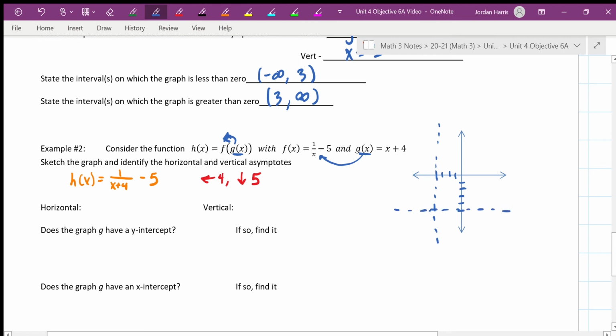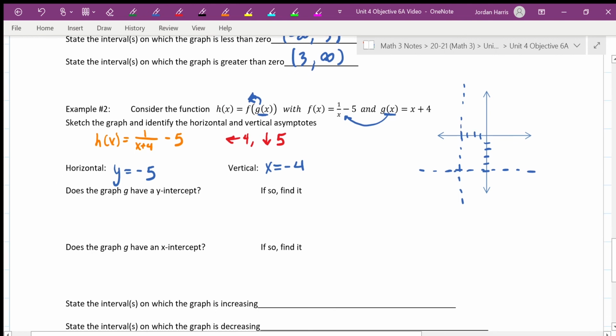There we go. There's my asymptotes. Horizontal is this, which is going through a y value of 5. So y equals negative 5, sorry. Going through a y value of negative 5, so y equals negative 5. This is my vertical. This is going through an x value of negative 4, so x equals negative 4. This time, the answer to asymptotes on both of them is yes. I can cross the x and the y-axis. So we got to find them.